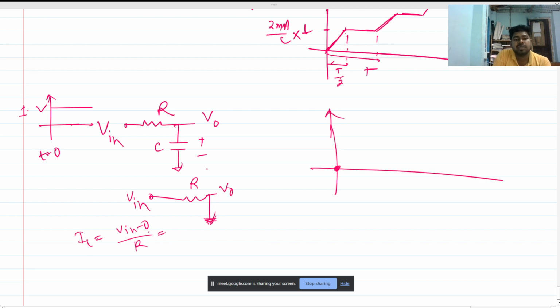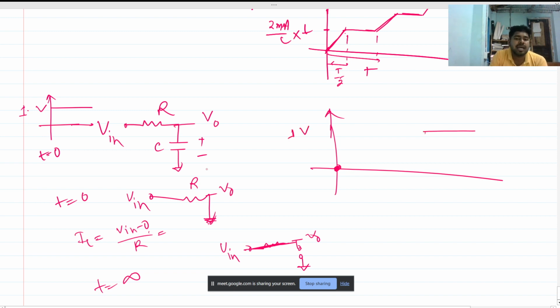At t equals infinity, the capacitor is an open circuit, so the circuit will look like this. No current is flowing through this path, so there is no voltage drop across R. You can also assume that the impedance of the capacitor is so large that all the voltage drop happens across the capacitor. So V out equals V in, let's say on volts.